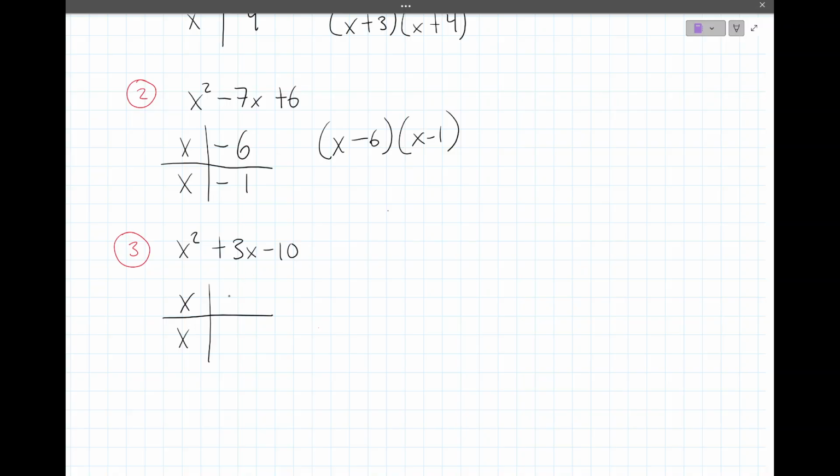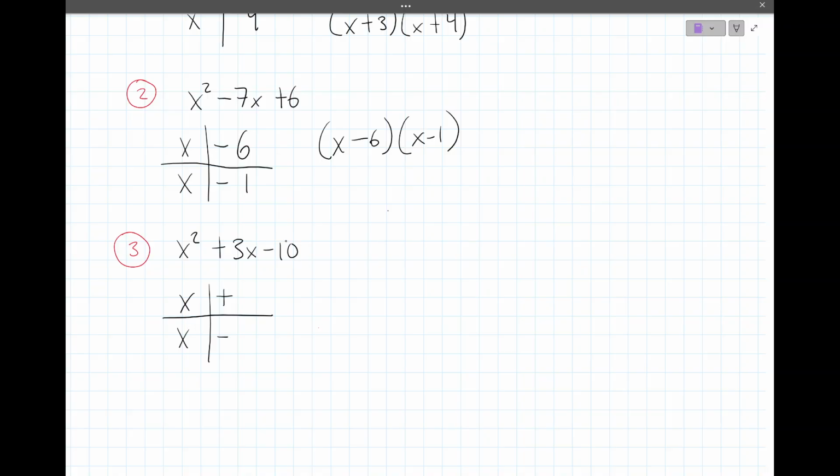In order to multiply to negative 10, one has to be positive and one has to be negative. The clue for which one is positive and which is negative is that the bigger number has to be positive, because the resultant addition and subtraction is positive. So it only works if the bigger number is positive for this middle term to be positive.